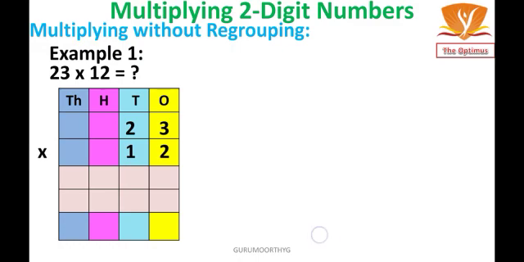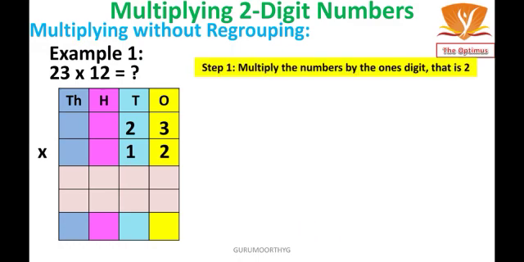Step 1, multiply the number by the ones digit, that is 2. Here 23 into 2 ones equal to 46 ones. This 46 ones, I am going to write in row 1.